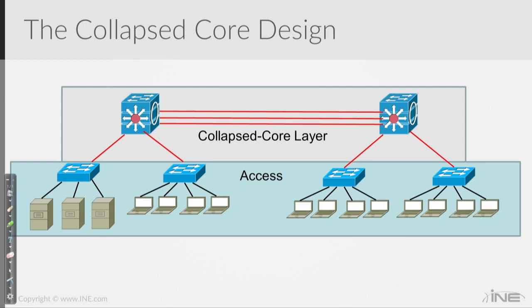In other words, you have one device that's serving the role of the core device, in other words, your high-speed, high-switched connections, and that same device is providing your security and your routing, which is something that's typically done at the distribution layer. So instead of having a 3-layer approach, now we have a 2-layer approach, and this is what Cisco calls the collapsed core design.